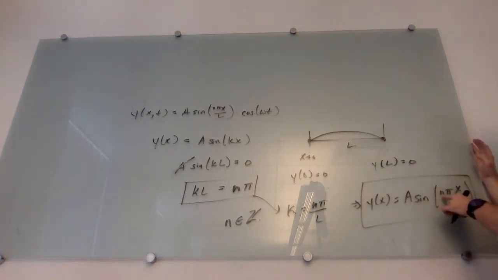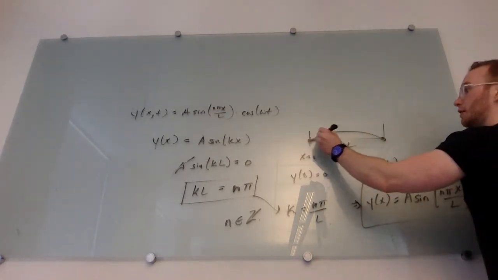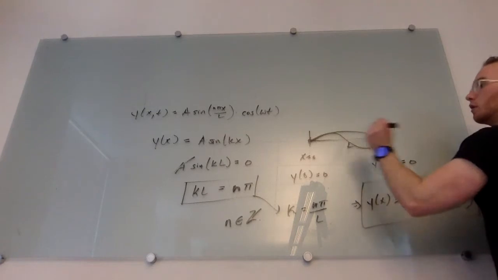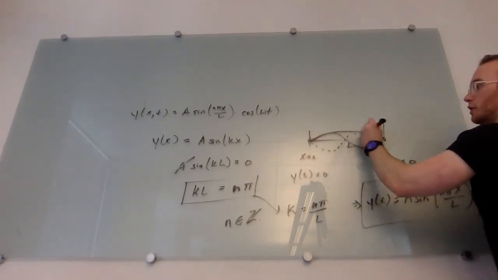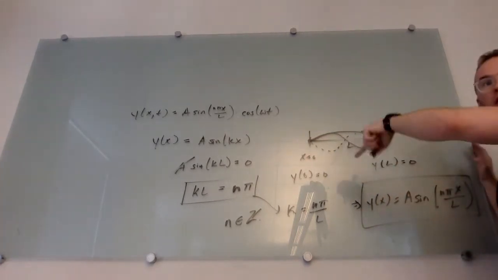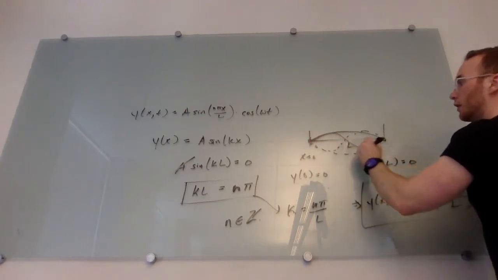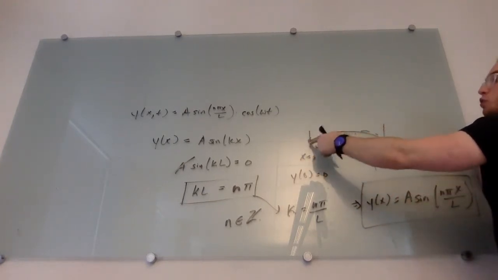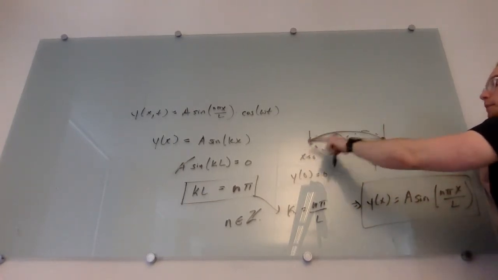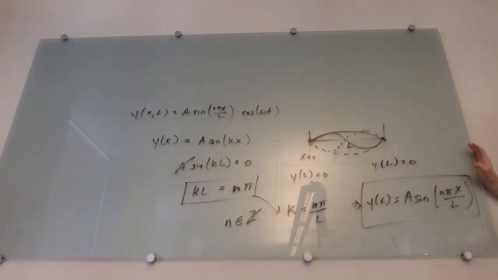And if n equals 2, you're actually going to get something like this. Of course, if it's oscillating in time, it's going to be going up and down. This n equals 1 is called, what is it called? I forgot what it's called actually. The fundamental, that's what it's called. The fundamental frequency is the lowest one.